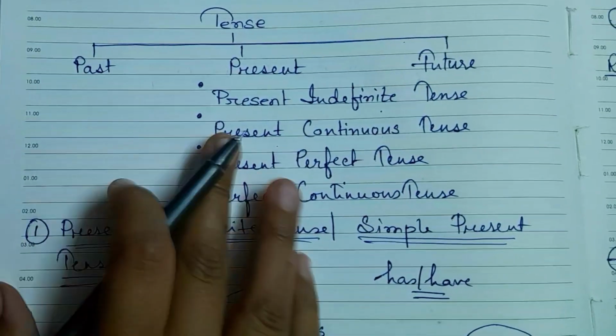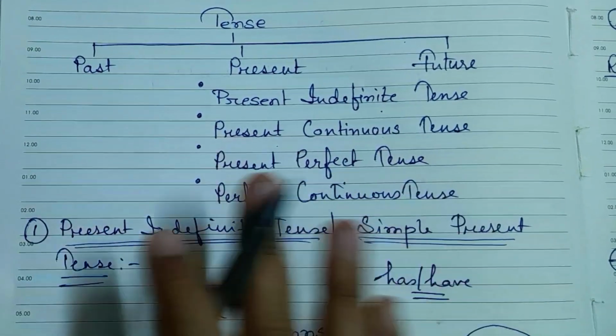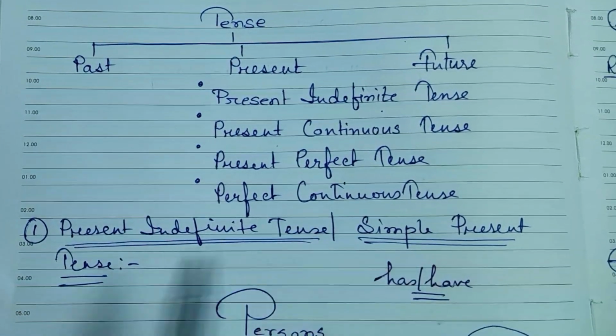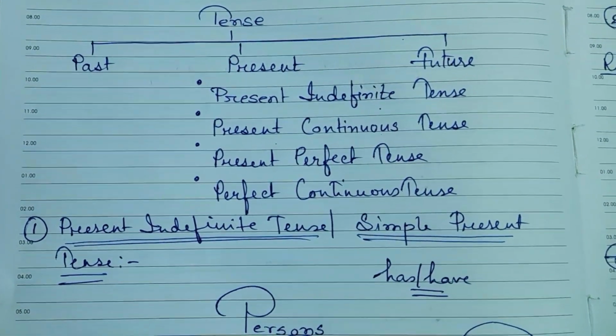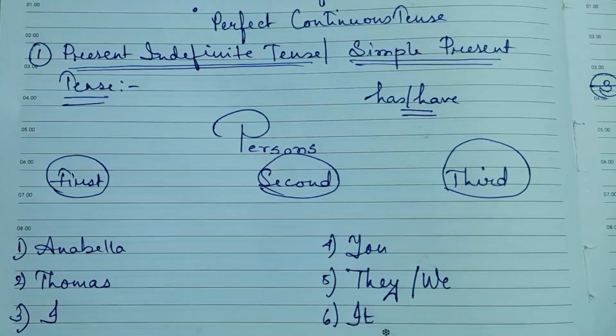Similarly, there'll be the same four subdivisions for both past and future tenses, but right now we are going to learn only about the present tenses, right? So first we are going to start with the present indefinite tense or the simple present tense.